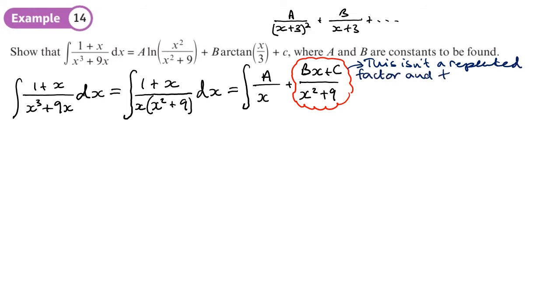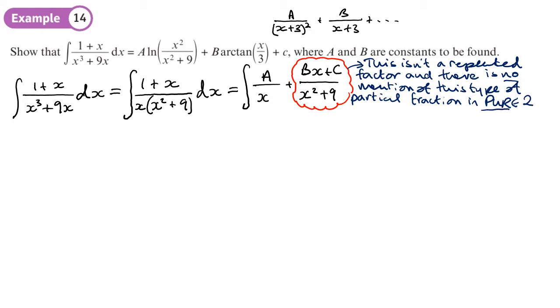There is no mention of this type of partial fraction in the Pure Year 2 book. I had to look this up, and basically if you've got a quadratic in a denominator like this, we need to put an x in the numerator, because there could be an x in the numerator. It could be something x plus c.